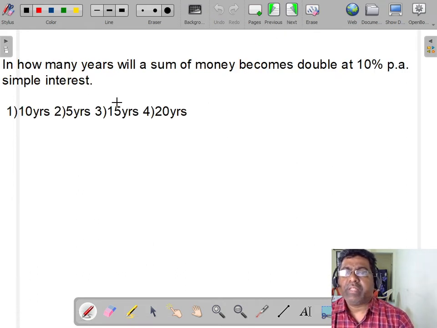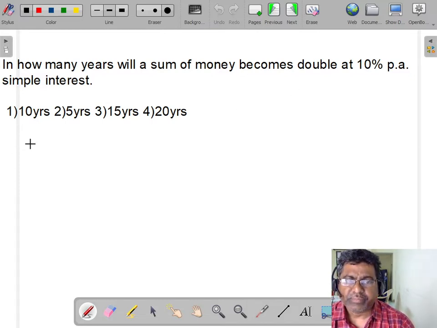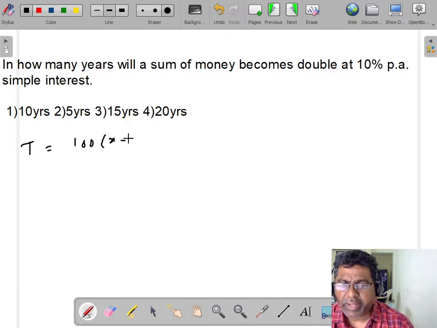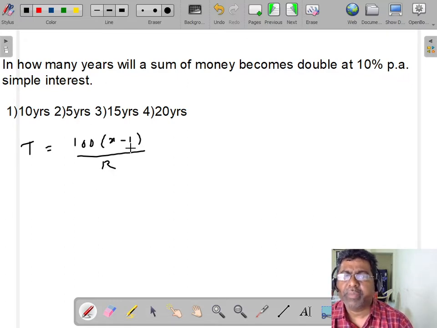In how many years will a sum of money become double itself at 10% per annum? For this one you can use a shortcut formula directly. The formula is T = 100 × (x − 1) / r. This is the formula: 100 into (x − 1) by r.